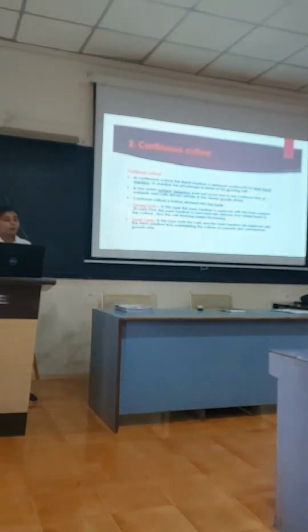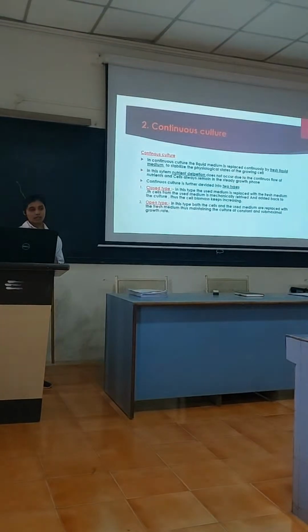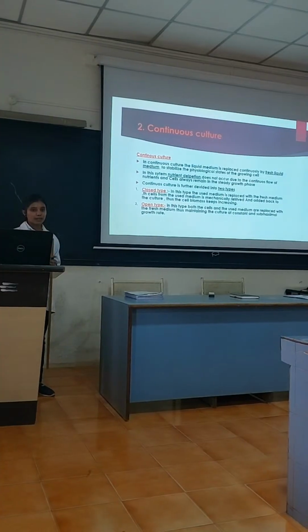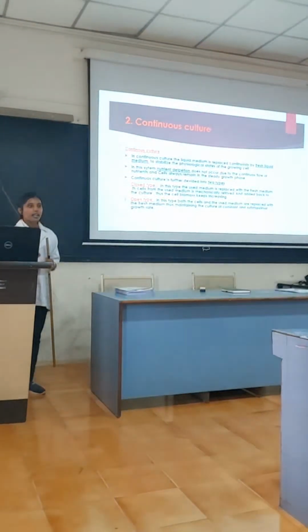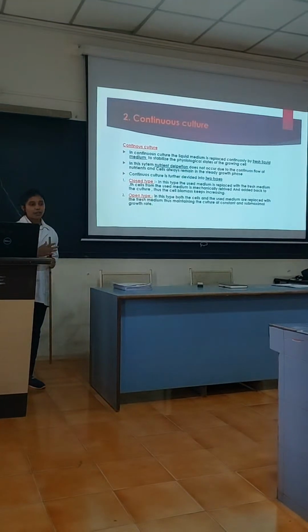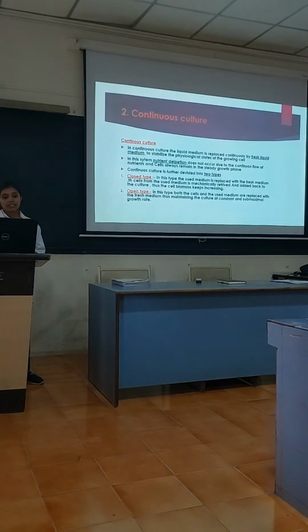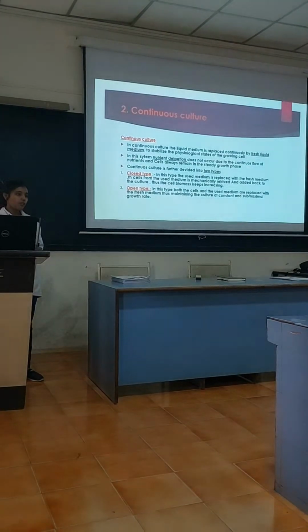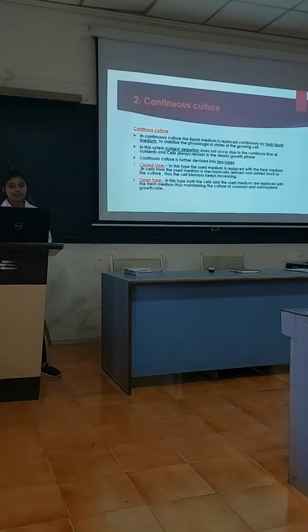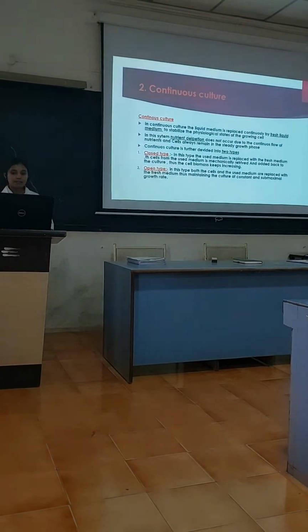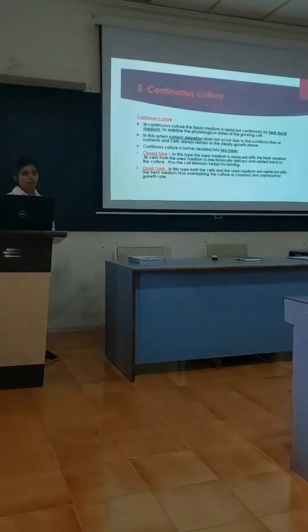In the closed type, the used medium is replaced with fresh medium, and the cells are mechanically retrieved from the medium and added back to the medium. Next, in the open type, both the used medium and the cells are replaced with fresh medium, thus maintaining the culture at a constant and submaximal growth phase.